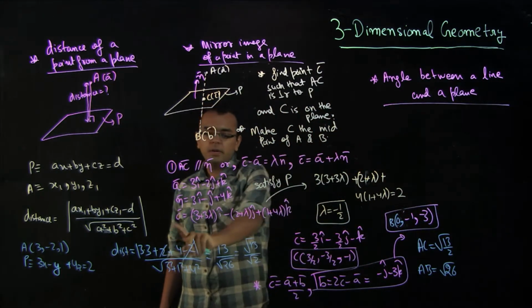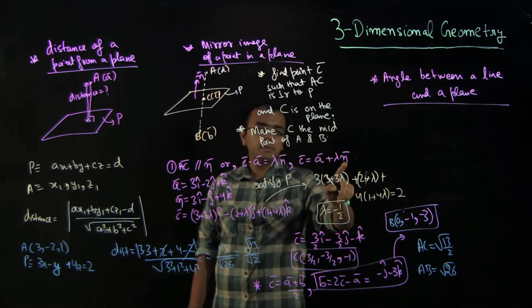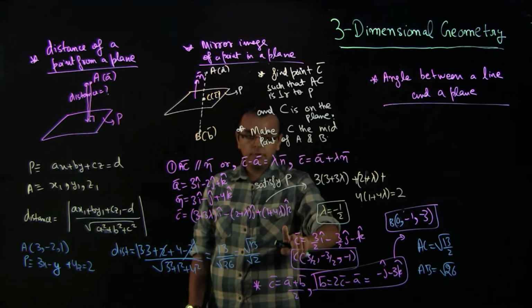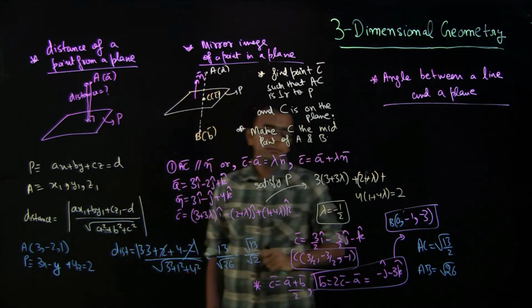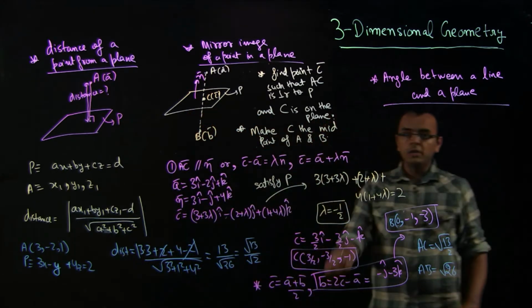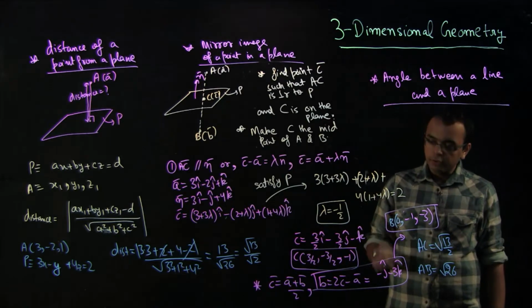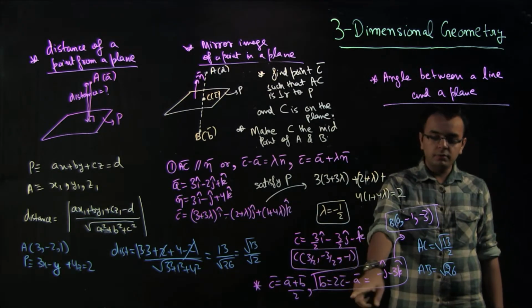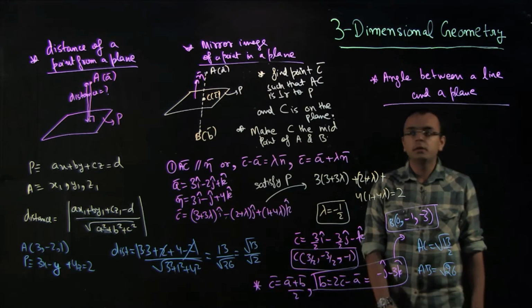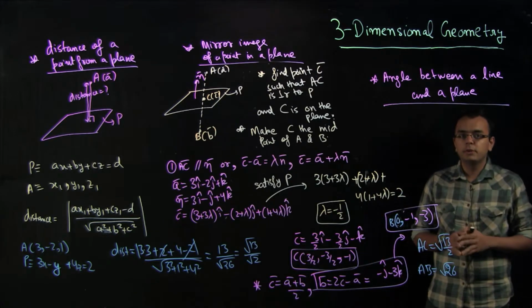For that, you made C in the form of A plus lambda n, and then you made it a point on the plane, so you made sure that it satisfies this plane equation, and then you got the value of lambda equal to minus half. Once you got that, you found the value of C and made it the midpoint of A and B, so you got 2C minus A, and then you got the point B. So this is how you find the mirror image of a point in the plane.